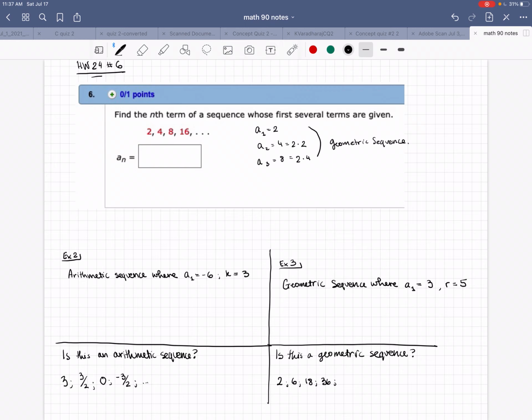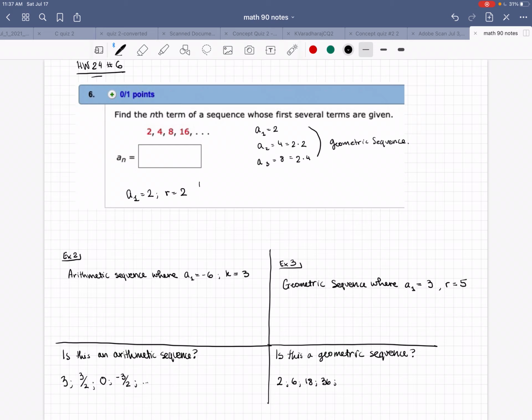So we're not told that this is a geometric sequence, we're not given that information, but we can see ourselves that it's a geometric sequence where the first term is 2, and then r, which is also known as the common ratio, is also 2.